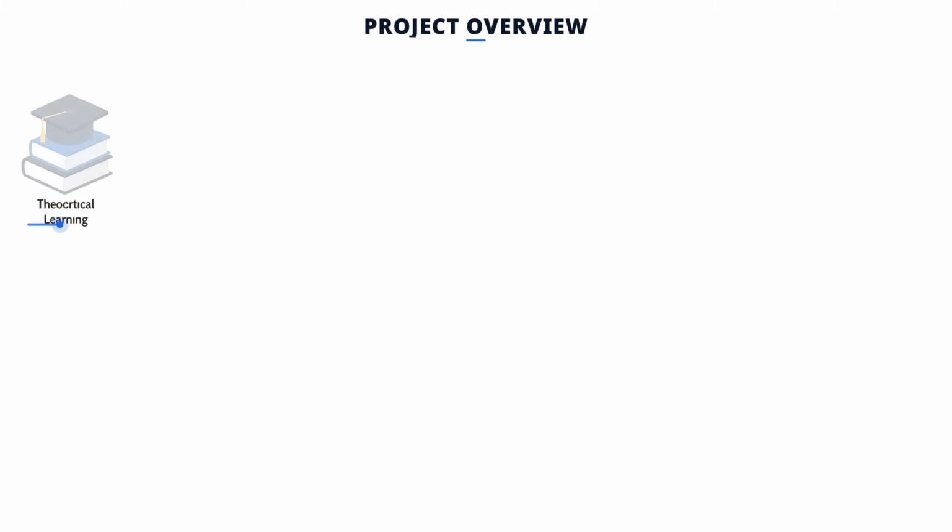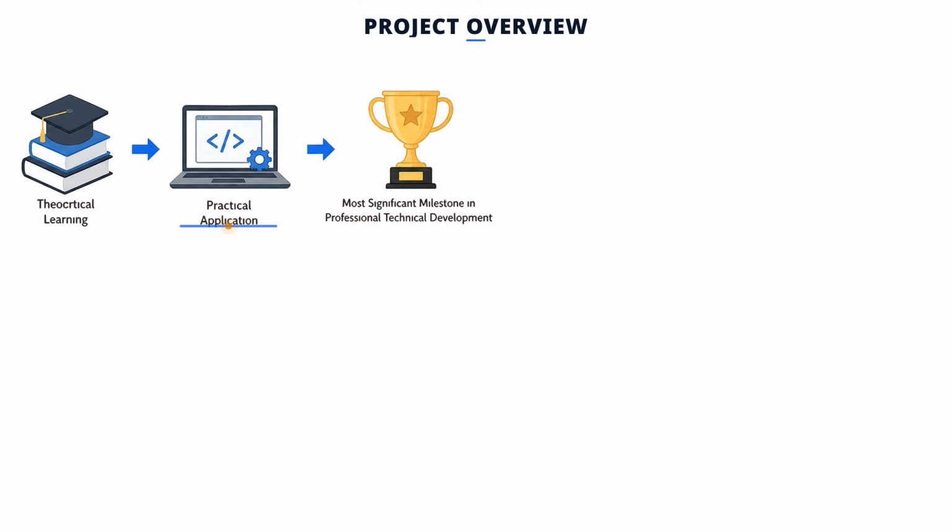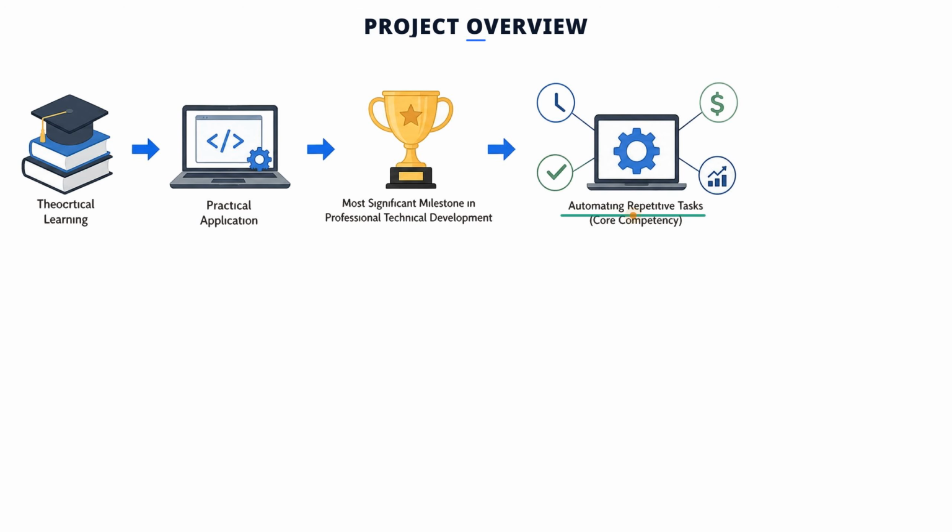Moving from purely theoretical learning, where you just study concepts in isolation, into practical application is truly the most significant milestone in any technical professional's development. It is a huge achievement when you can synthesize everything you've learned into a real-world tool designed to solve a high-value business problem. In the real professional world, no one wants to do the same tedious work over and over. That is why automating repetitive tasks is considered an absolutely core competency.